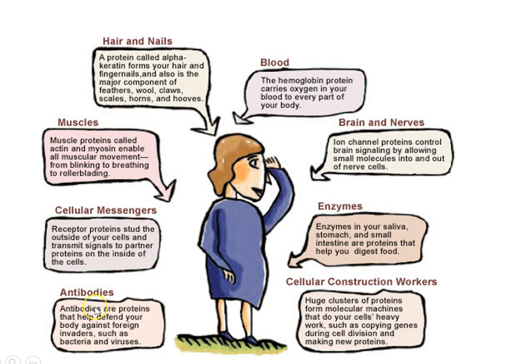Your immune system has proteins. Most of you have probably heard of antibodies. Again, cellular messengers. How do your cells talk to each other? They need proteins. Your muscles, your heart, your skeletal muscle, your digestive system that has smooth muscle, those are all made of proteins. So a very diverse and very important type of molecule in your body.